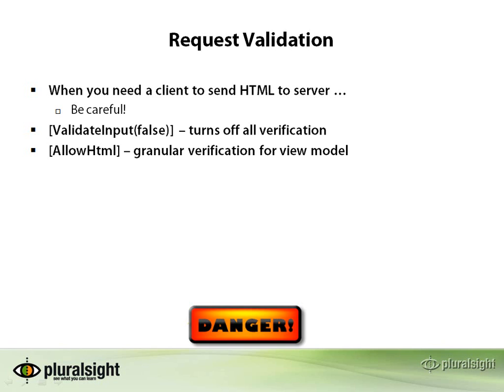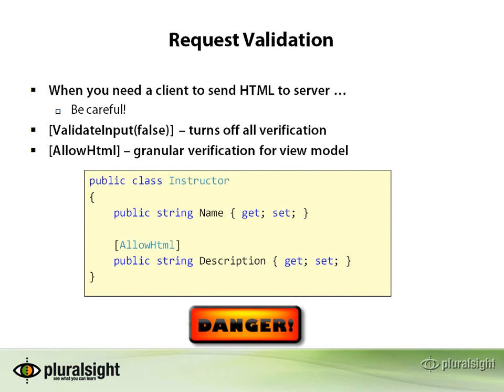You can decorate a view model property with the AllowHtml attribute, and ASP.NET MVC will allow HTML to pass through. Here's an example of an instructor class that has the AllowHtml attribute on the description. This will allow HTML to pass through and be posted to the server and put into that property, but you still need to be careful, as I'm about to demonstrate.